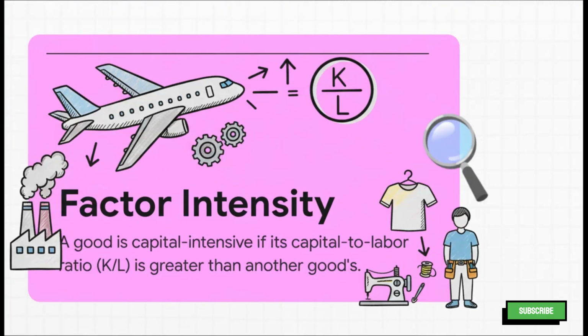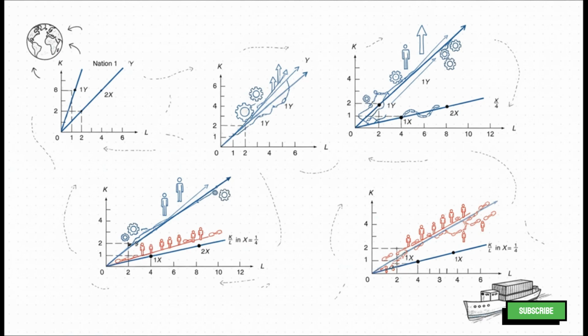The easiest way to think about this is like it's the recipe for a product. It's not about the total amount of capital or labor you use, but the ratio between them. For instance, building a jet requires a massive amount of machinery for every single worker. That's super capital intensive. But making a t-shirt needs a lot more labor compared to the machinery involved, so it's labor intensive.